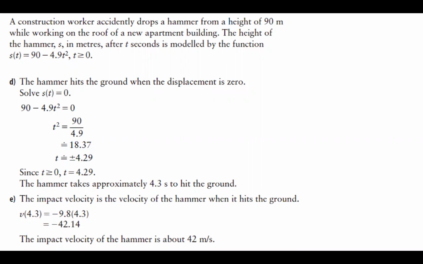Okay, question E. The impact velocity is the instantaneous velocity when the hammer hits the ground, right? So we know t equals 4.3 seconds. So we can just put 4.3 into the equation of v to get the instantaneous rate of change, or the instantaneous velocity, of this hammer, right?